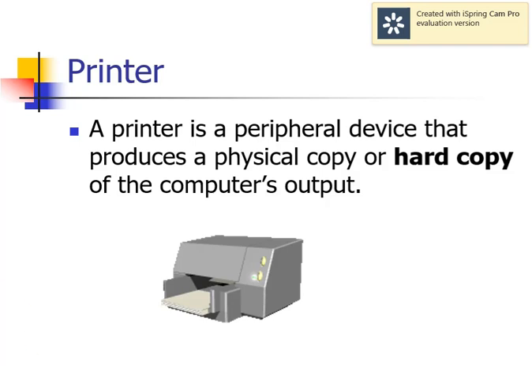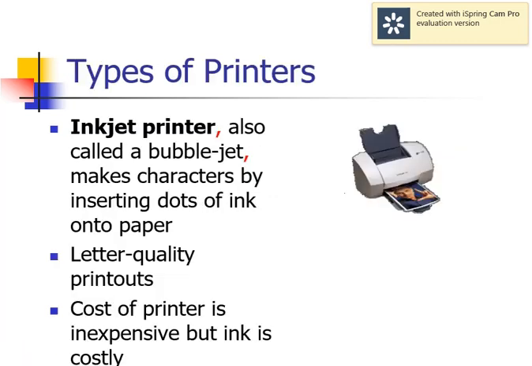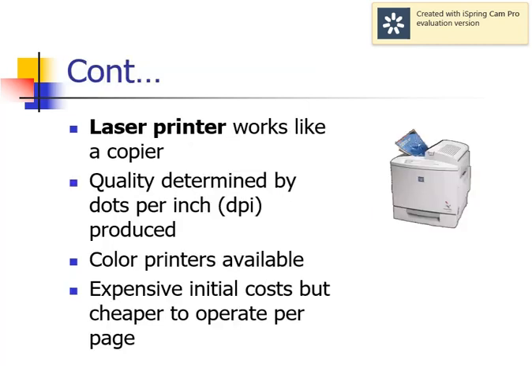There are three types of printer. First is the inkjet printer, second is the laser printer, and third is the plotter. An inkjet printer prints by inserting dots of ink onto paper. Usually the ink is very expensive for the inkjet printer. For the laser printer, the quality is determined by dots per inch, DPI. Usually the printer is expensive but the toner is affordable.